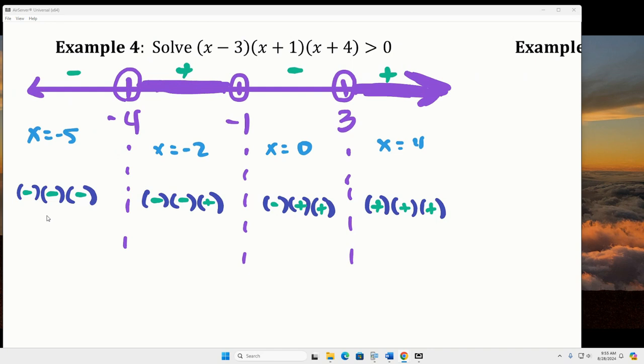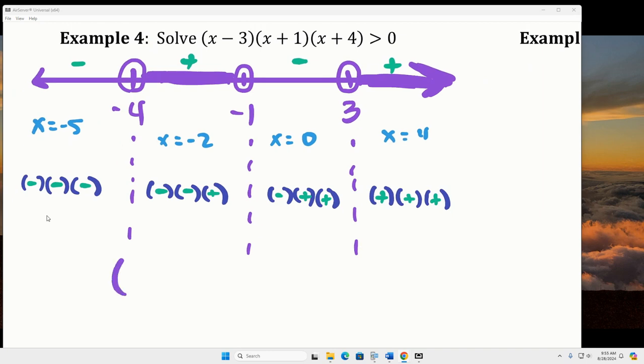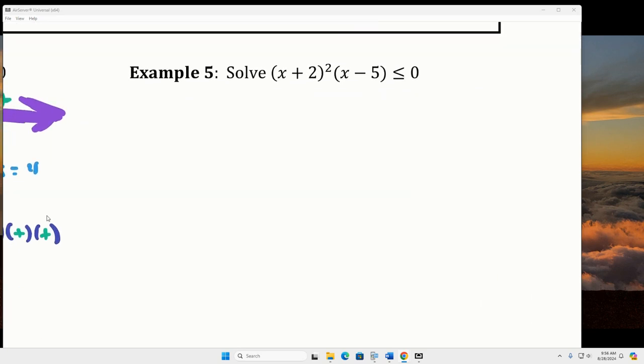So I have 2 regions that I would describe using an inequality. So I would go from -4 to -1, and then I would do the u, and then from 3 to infinity. Right? So that's it. That's a lot to do. None of those things are like really, really difficult. It just adds up. All right, so let's look at example 5.